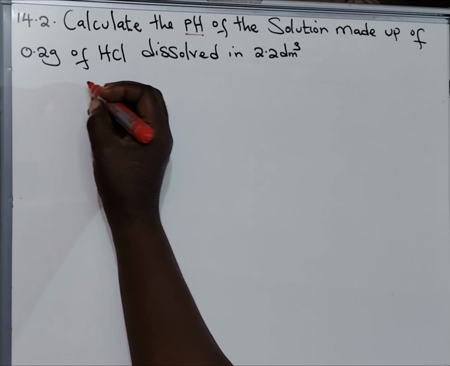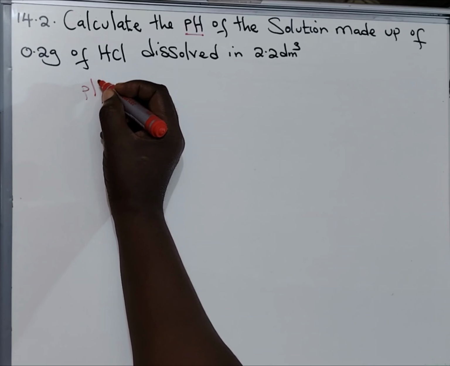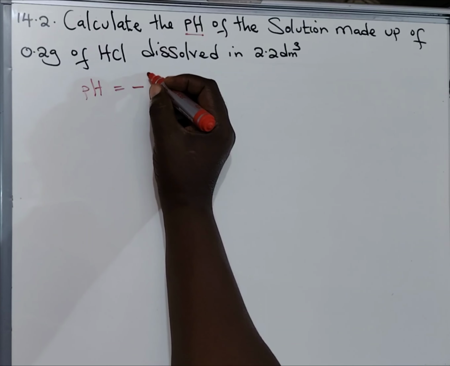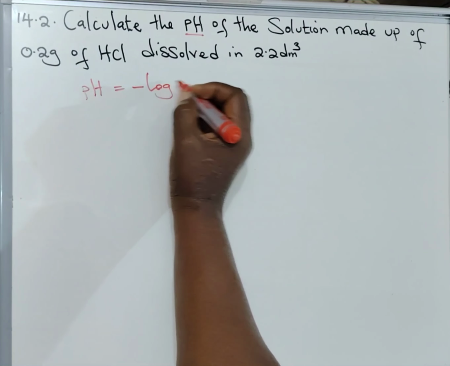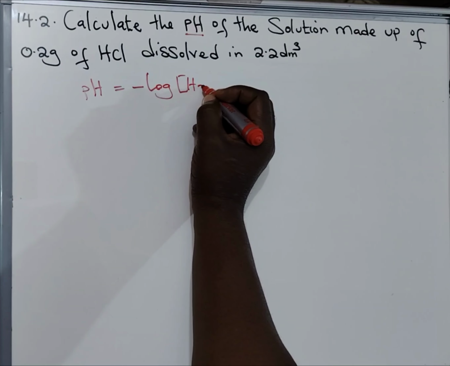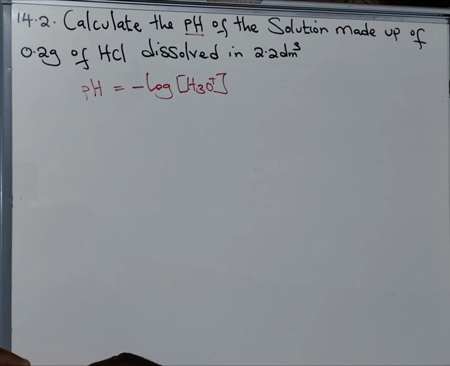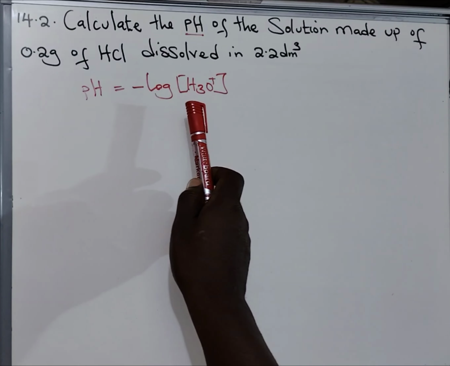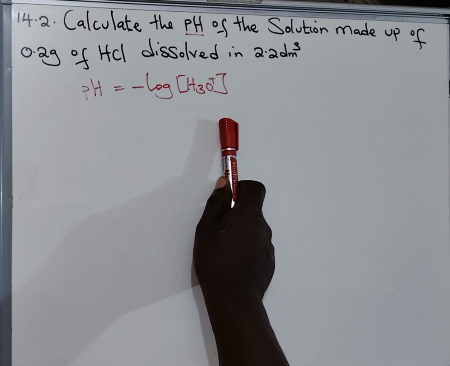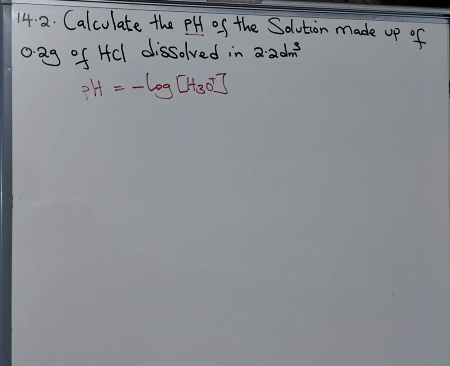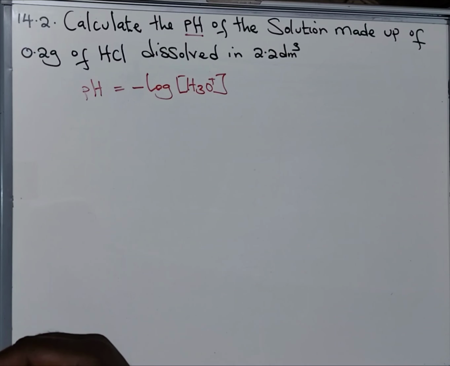You have to remember that pH is given as negative log hydronium ion concentration or hydrogen ion concentration. Concentration means moles per cubic decimeter. So what are we going to do here? We are going to find the concentration of hydrochloric acid.